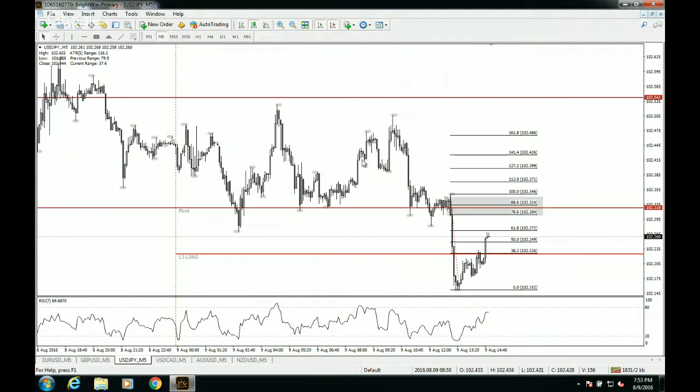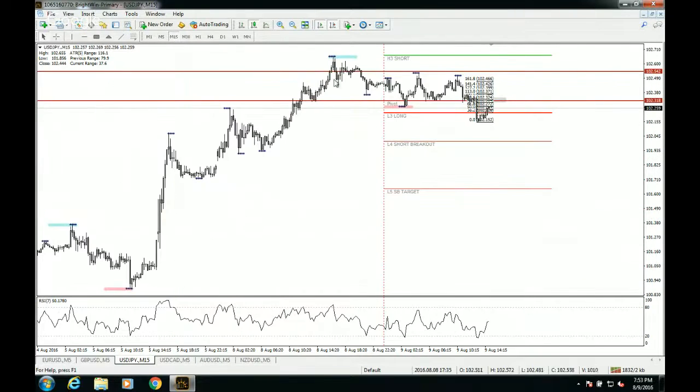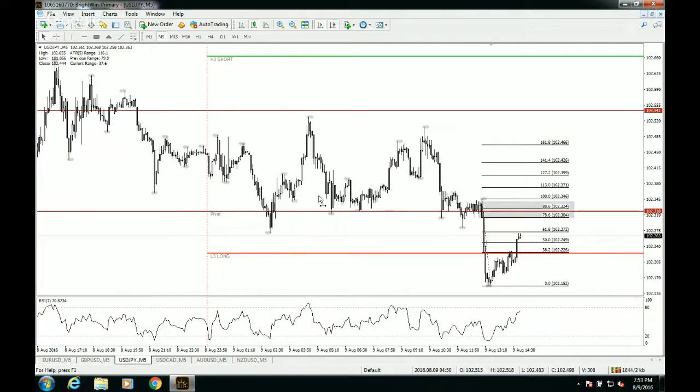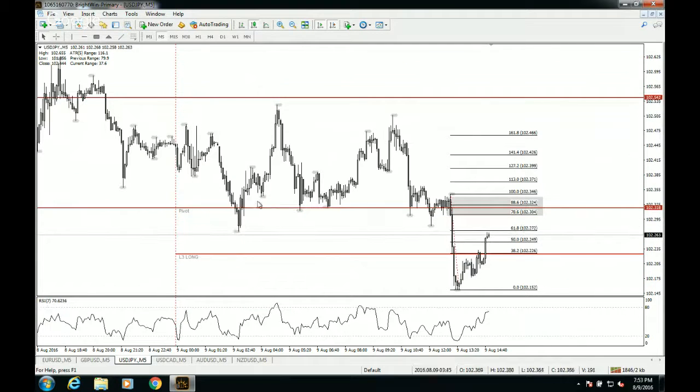Dollar yen, interesting. On the higher time frame it is ranging, but this morning, during the European session, there was a breakout to the downside. On the lower time frame, I'm looking for a pullback towards 102.3 to 102.35, this region, to look for any shorting opportunities. If I look left, there is some nice structure on my trading time frame as well, 5 minutes.